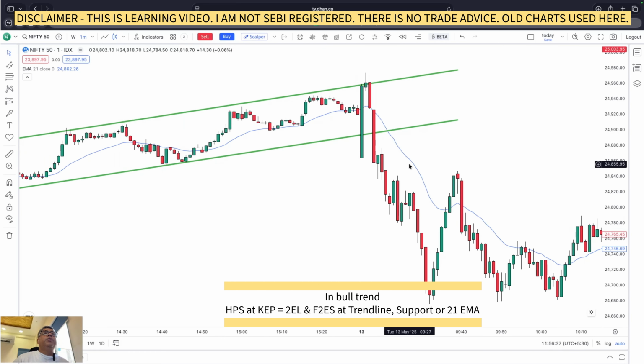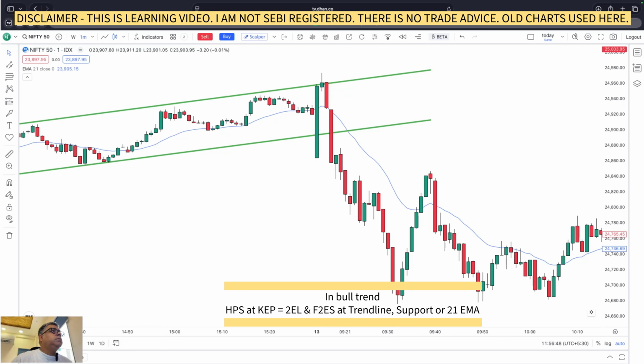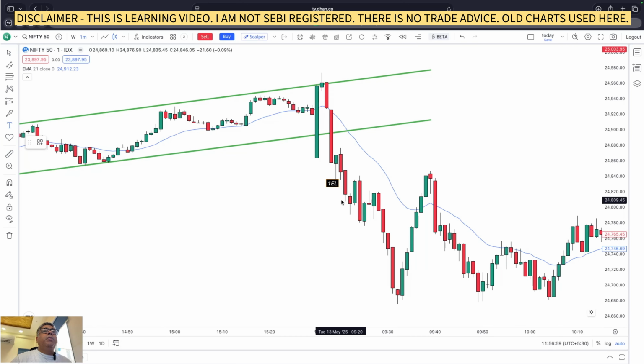So what should we be looking for? We should be looking for the failure of second entry long. We usually look for the failure that will trap those counter trend traders. Counting from the swing high, we can see this is the first entry long. The red bar broke the high of the previous green bar. Then this green bar broke the high of the previous red bar. So this is second entry long, and this has failed.